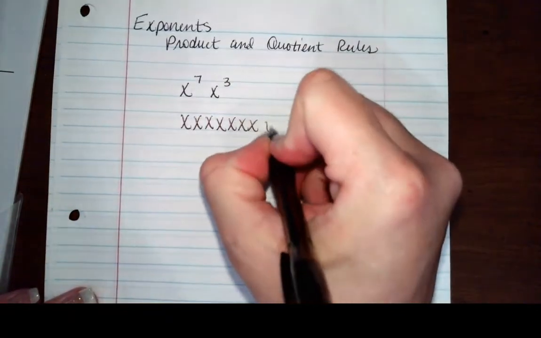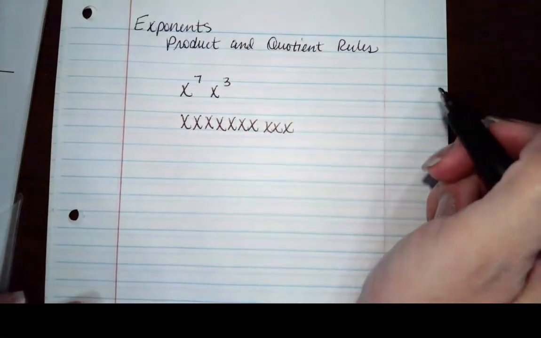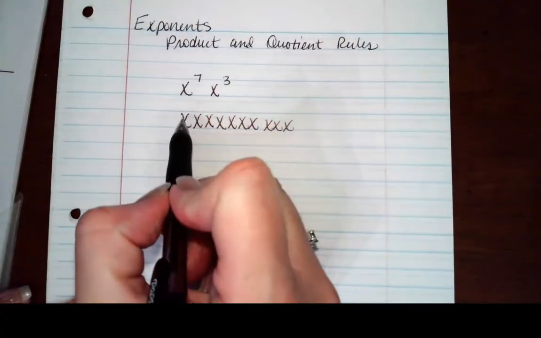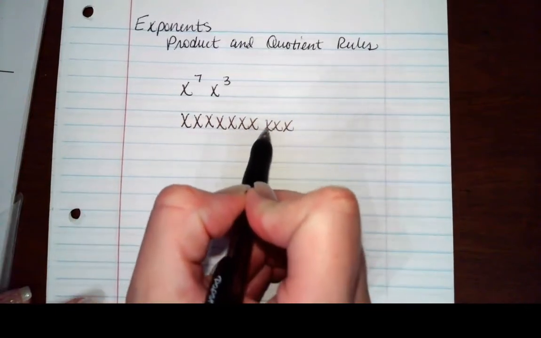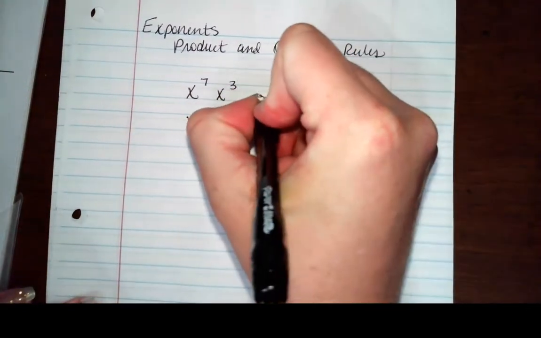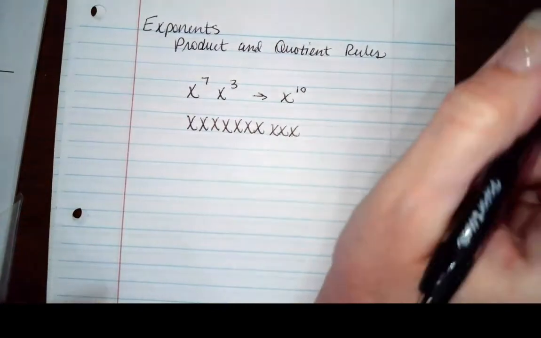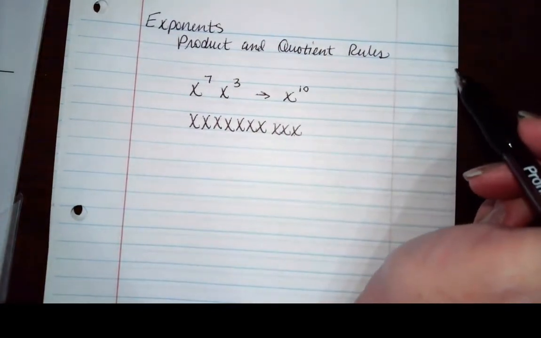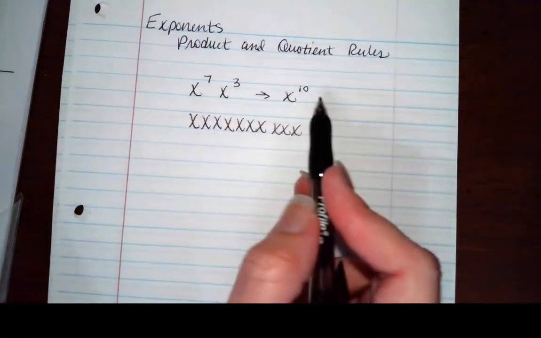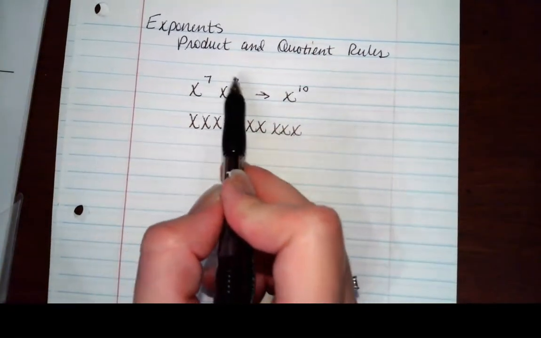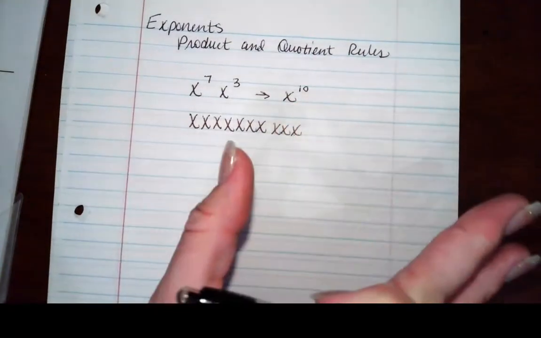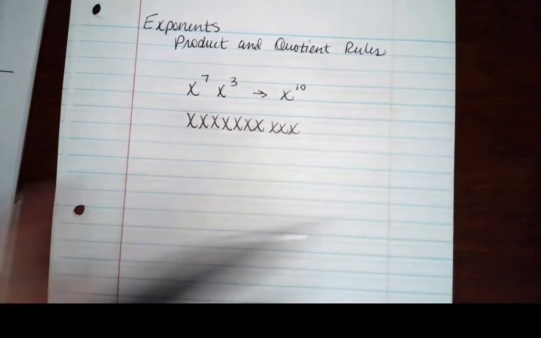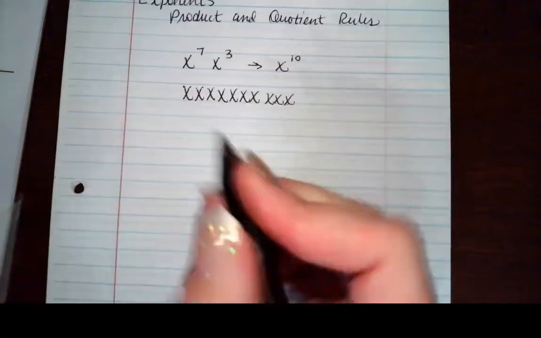And here I've got 3 more x's. So the question is, how many x's am I multiplying together? When I count, I've got 1, 2, 3, 4, 5, 6, 7, 8, 9, 10. So my answer here is going to be x to the 10th. Exponents are a shortcut for repeated multiplication. So all I had to do was add my exponents. That seems kind of weird because it's a multiplication problem, but you add your exponents because you're counting how many you're multiplying together. So let's look at division.